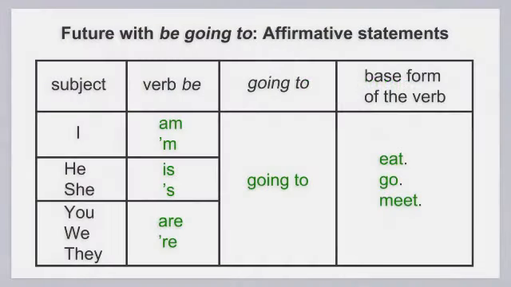Notice how we form affirmative statements with be going to. Use a subject, a form of the verb be, going to, and the base form of a verb. In conversation and informal writing, use contractions. For example, I'm going to eat. He's going to go. They're going to meet.